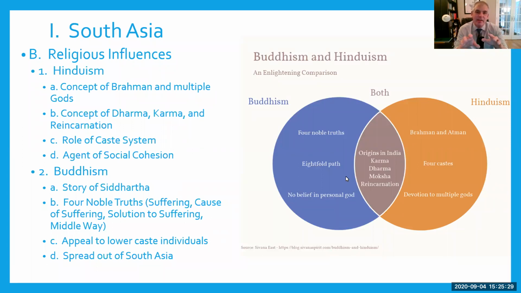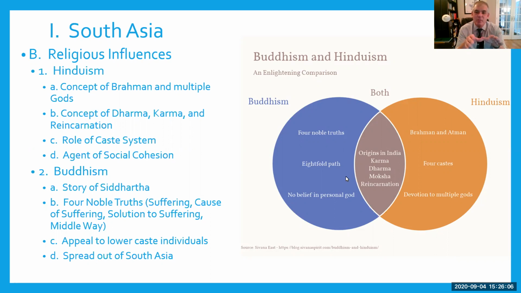The spread out of South Asia is going to be because of trade. The Silk Road and the Indian Ocean Trade Network allows Buddhism to spread out to different regions. And that's where you see Buddhism spreading into China. And of course, once Buddhism leaves its home of origin, once it goes into other cultures, it becomes influenced by those cultures. So if you take a look over at the right, there's a Venn diagram showing you the comparisons and the differences.